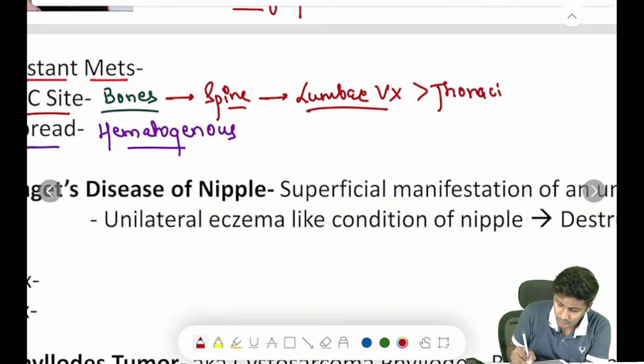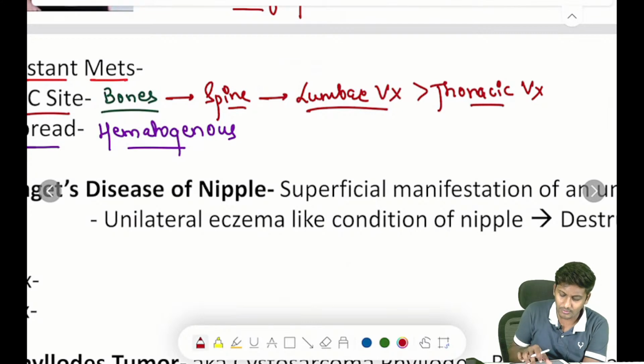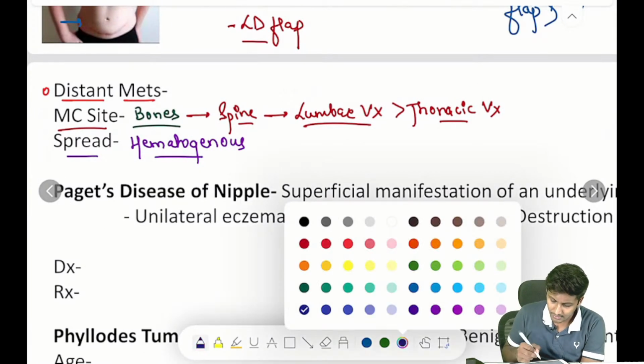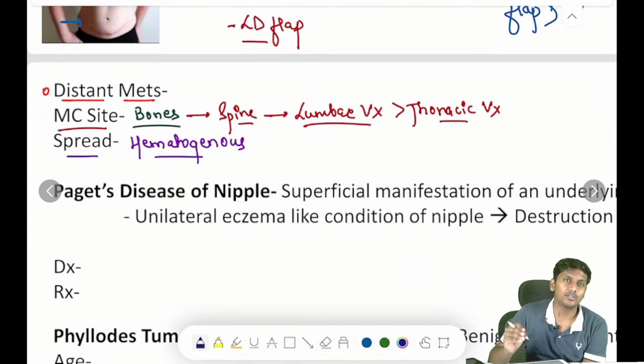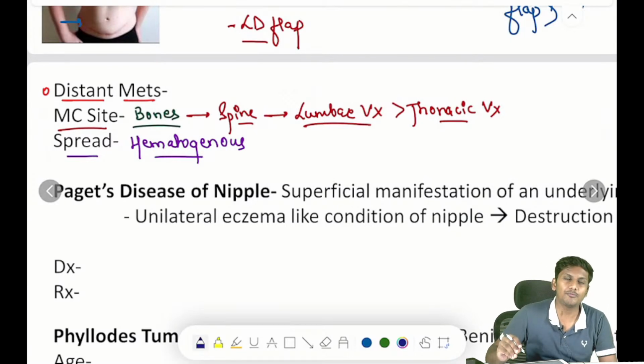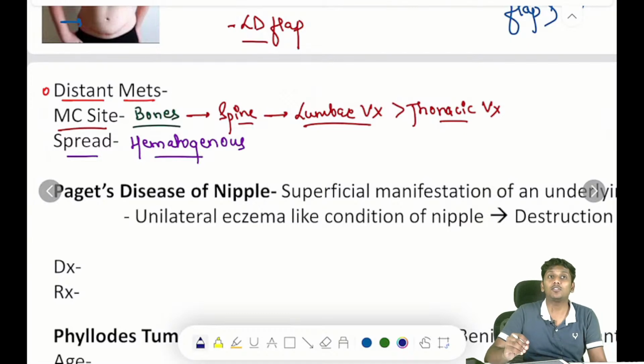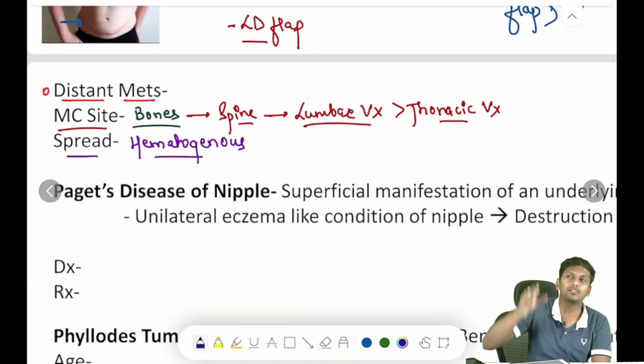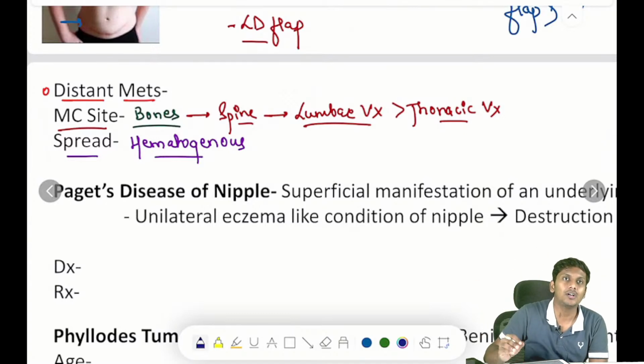In the spine, the most common vertebrae involved are the lumbar vertebrae, followed by the thoracic vertebrae. And definitely when a cancer spreads to the bones, it is going to destroy the bone or form bone. Mainly, the majority of the time, if a cancer involves a bone, it is going to destroy the bone. You have to remember this type of metastasis, which causes breakdown of a bone, is called osteolytic metastasis. But if the cancer forms bone, it is called osteoblastic metastasis.